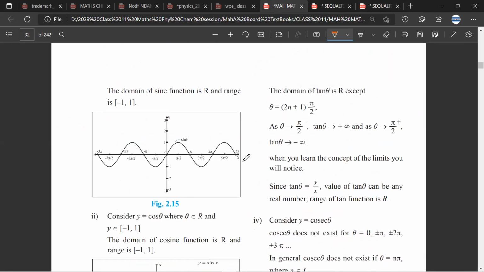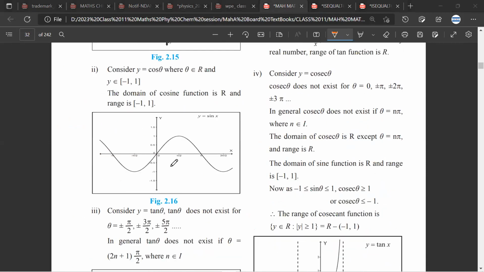So this is a graph of sine. This one is a graph of cos. The graphs of sine theta and cos theta are at the heart of something called waves. There is a concept, waves. So we'll be doing sound waves, we'll be doing light waves.